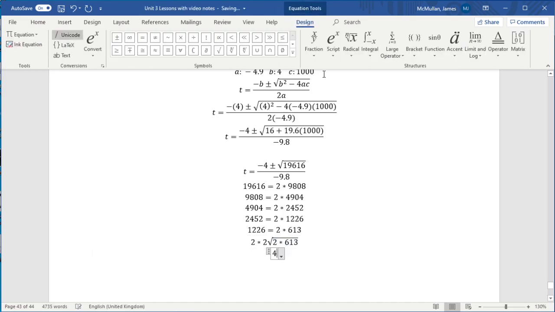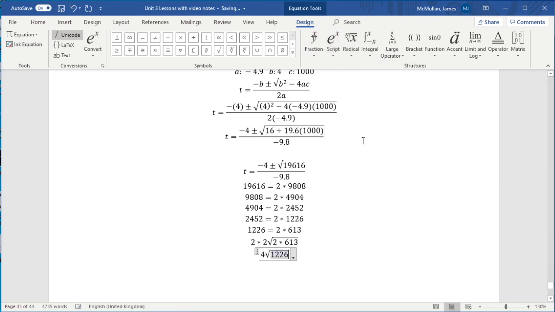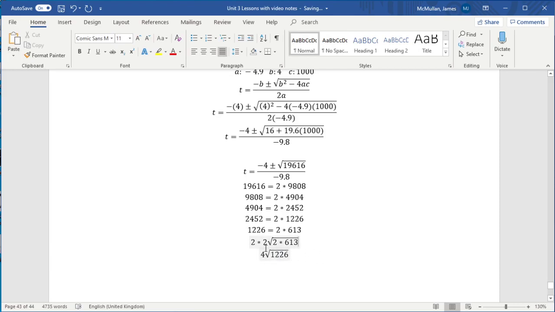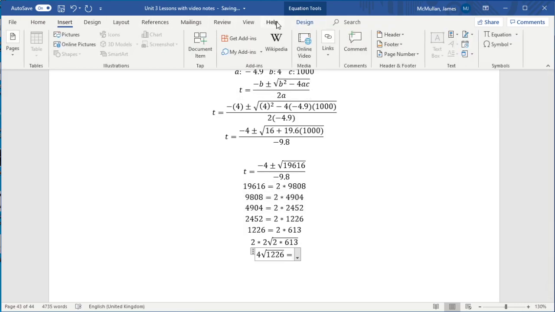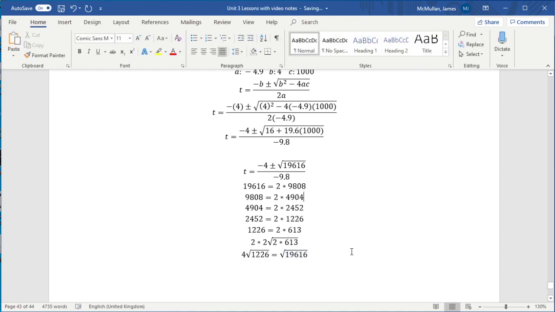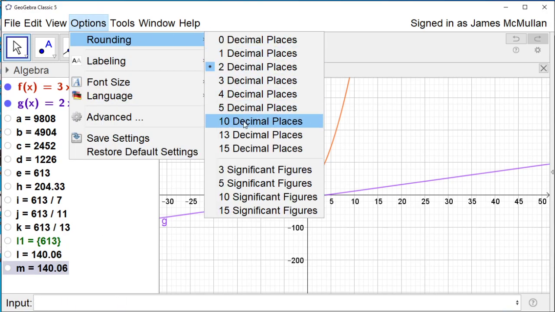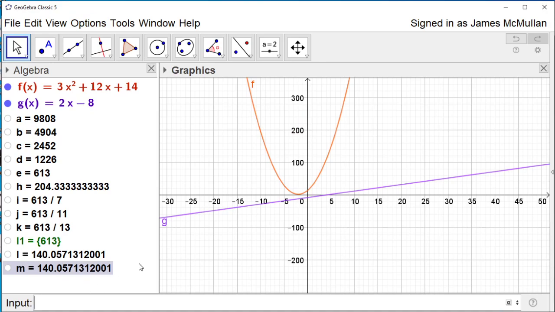So I end up with 4 times square root 1226. Okay, and 4 times square root 1226 is the simplified version of the big root we had before, 19,616. Okay, let's just double check that. So we go square root 19,616, and then we're going to do square root 1226 but times 4, and we get the same number, right? So, it's perfectly the same value.